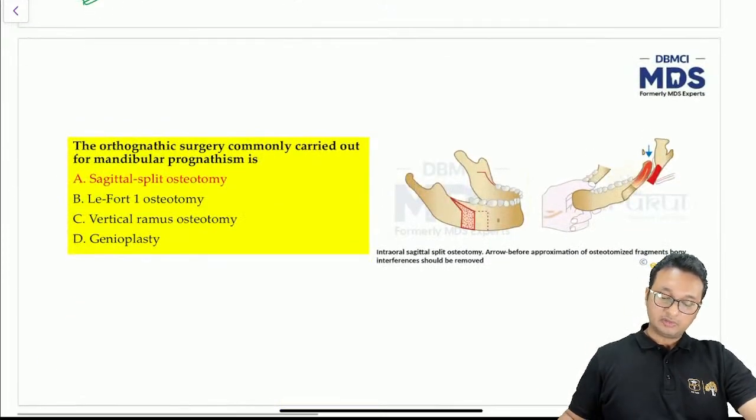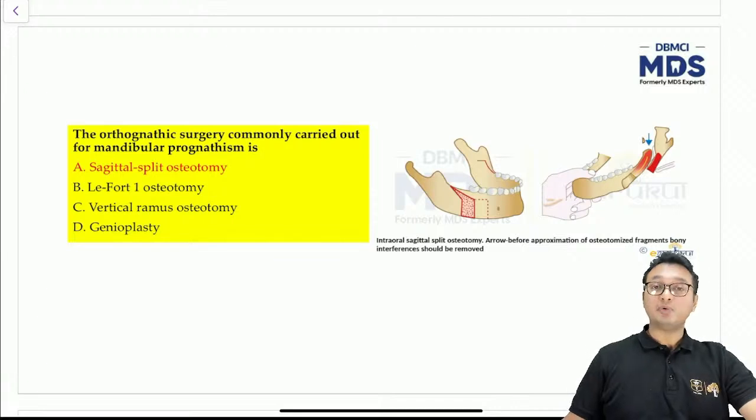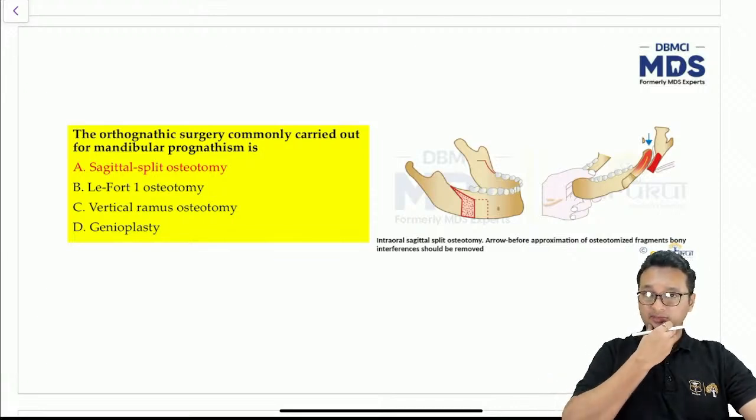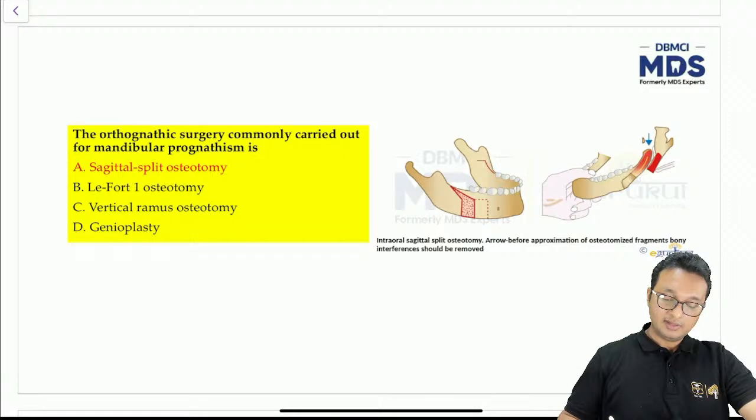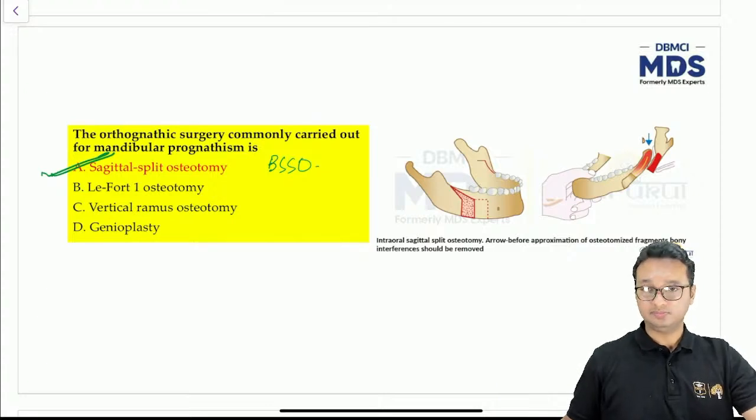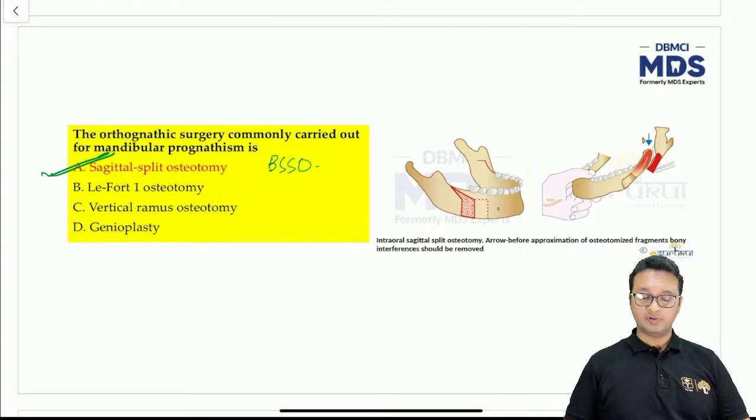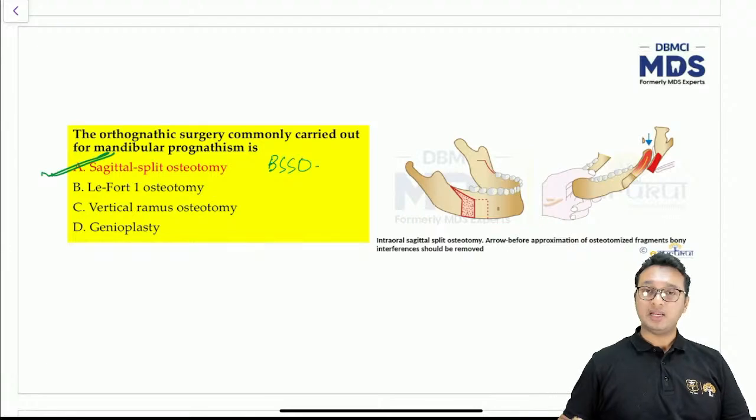For example, the orthodontic surgery commonly carried out for mandibular prognathism, class 3, is sagittal split osteotomy, also known as bilateral sagittal split osteotomy, BSSO. That is the most common surgery carried out for correction of mandibular prognathism.